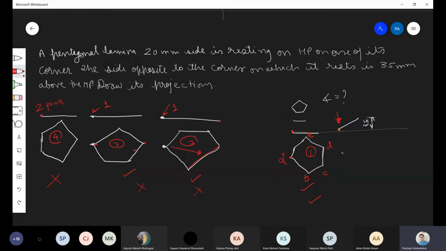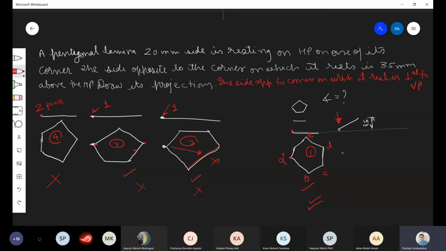Now if I write here, the side opposite to the corner on which it rests is perpendicular to VP, then this is the only option. The other cases will not come, because the opposite side is not perpendicular to VP in the second or third case.